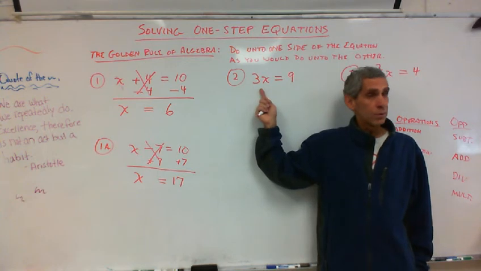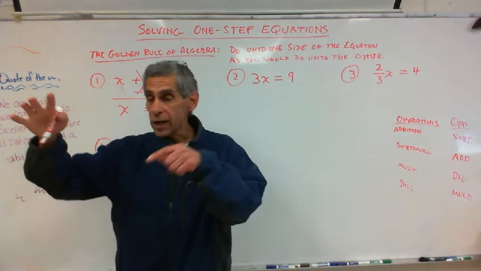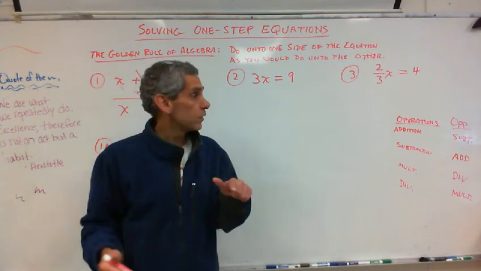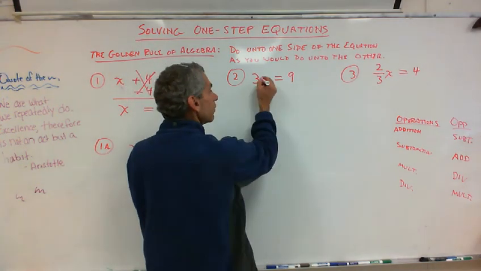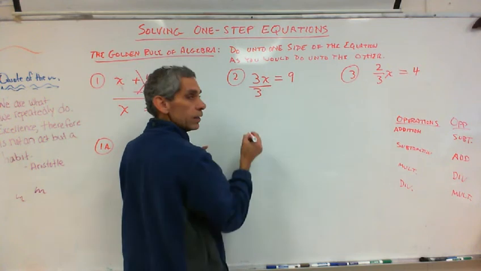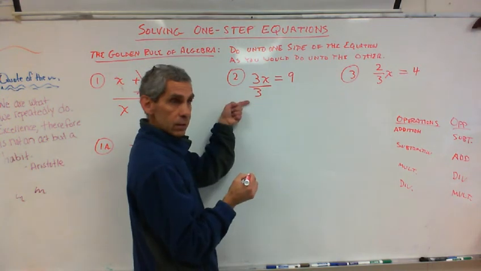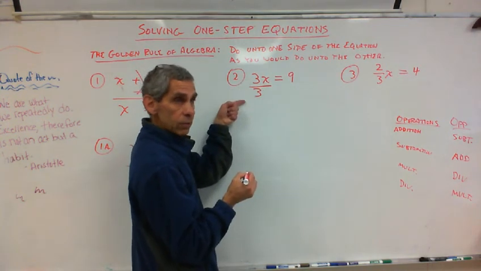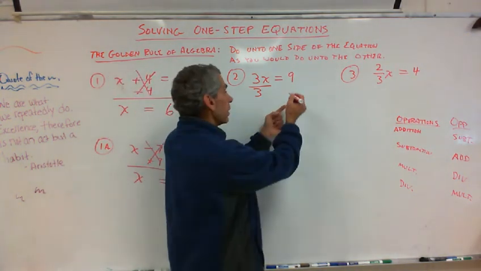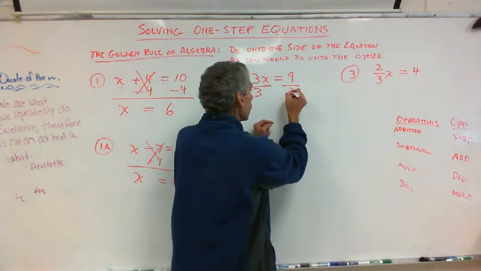Divide. Now, you guys all agree with me that every fraction is a division problem? So instead of saying 3x over 3, I could say 3x divided by 3, right? That means divided by 3. 3x divided by 3. But I did that to the left side. I have to do the same thing with the right side. I divide by 3. Boom.